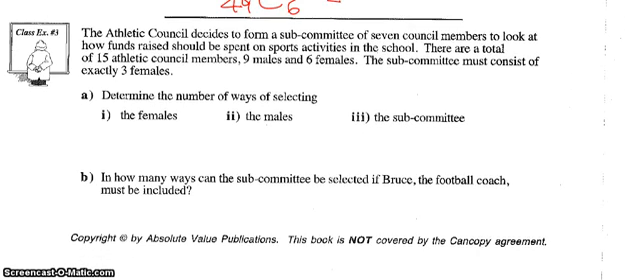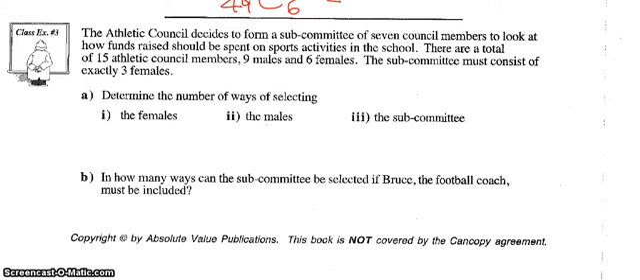The Athletic Council decided to form a subcommittee. Whenever there's a committee question, if you just want to have a group of people, the order doesn't matter. A committee with A, B, C is the same as a committee with B, C, A. So order doesn't matter, so it's a combination question. A committee question is a combination question.